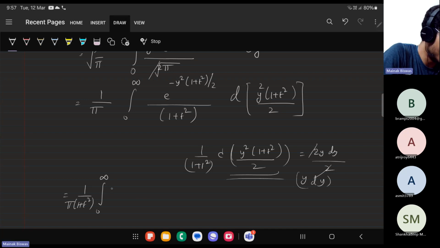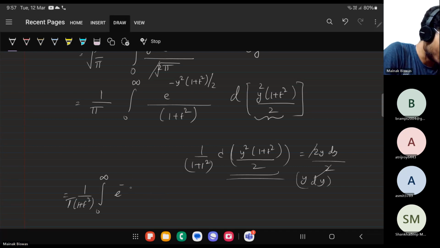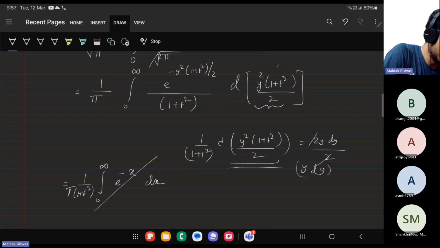At least it's good that somebody is responding. Very good. So this one will turn out to be, I can just write this as some x, e to the power minus x square by 2, or minus y square. I'm just replacing this as some x. Right. So this integral goes to 1.